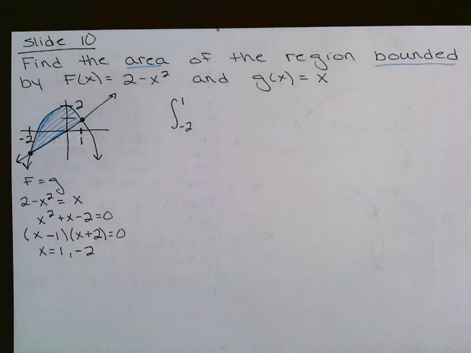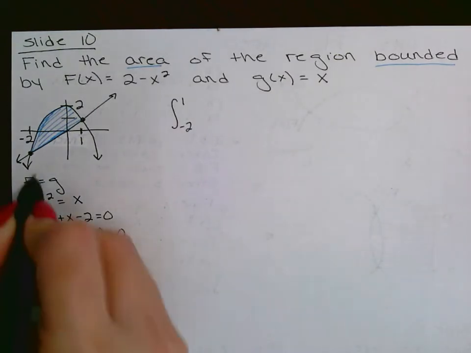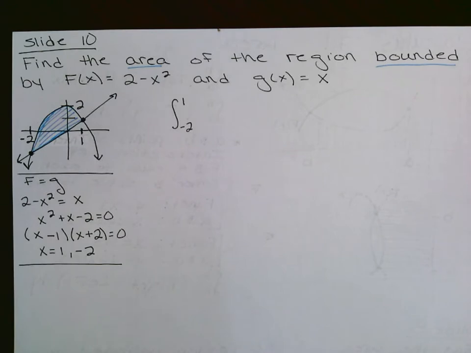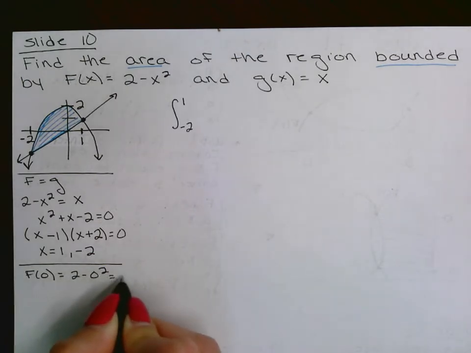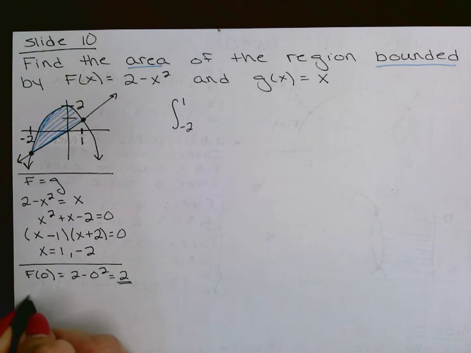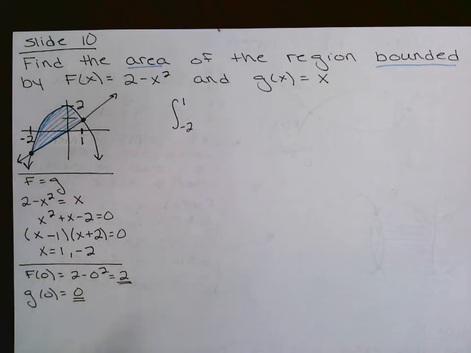Now, if you do not like the graphing method, okay, you have to figure out who's top and bottom. So you would find the a and b first, okay? What's an easy number? Easiest number to use in between negative 2 and 1? 0. So I say f of 0 would be 2 minus 0 squared, and that gives me 2. And then g of 0 would just be plugging 0 into x, which is 0. Who has the bigger value? F. So f is on top and g is on bottom. Okay?